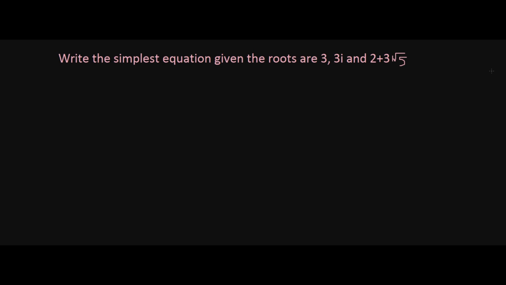So what this means is that my roots are x is equal to 3. We're going to get x is equal to 3i. But remember, we just talked about this. The only way you can get i is when you take the square root. So we're also going to get -3i. Over here, we're going to get x is equal to 2 plus 3 square root of 5.